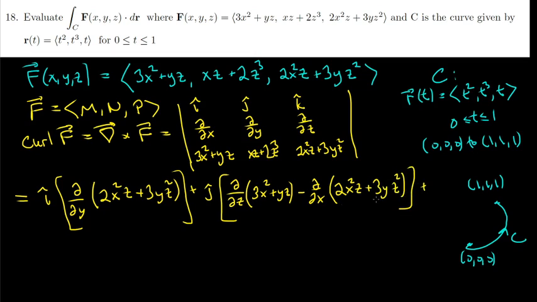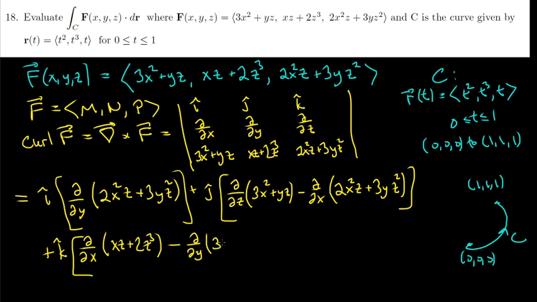I'm going to run out of space here, so I'm going to put plus k on the next line. And this will be this determinant here in the usual order. So the x partial of n, right? So xz plus 2z cubed, minus the y partial of m, which is 3x squared plus yz. So I sure hope that this is all just 0.